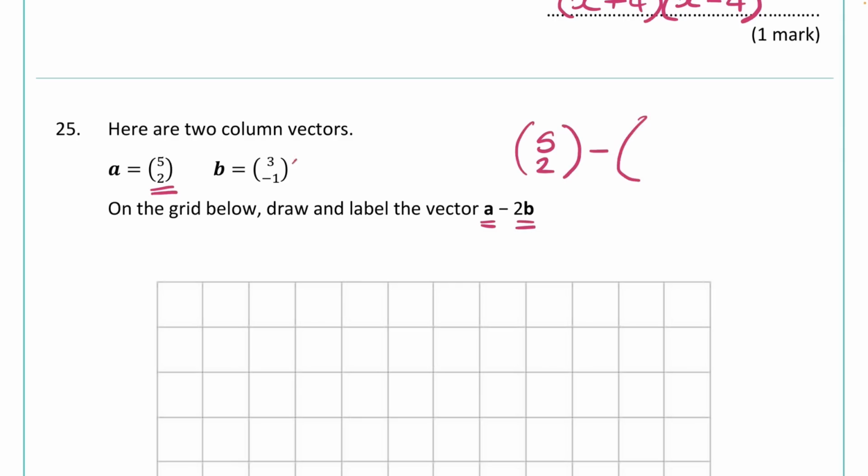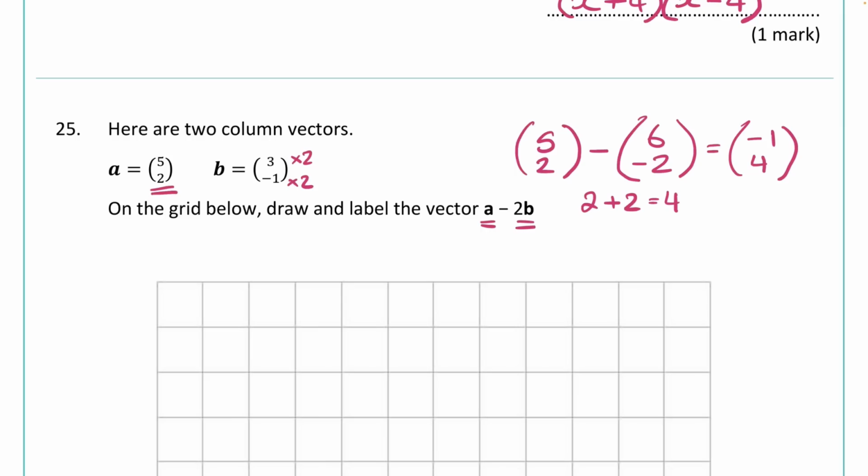So to find 2b, all I need to do is take the b vector and multiply those numbers by 2. So 3 becomes 6, negative 1 becomes negative 2. So that's the vector that I need to work out, and of course we have a calculator. So I can type these in. I've got 5 take away 6 on the top, that gives me minus 1. And I have 2 take away negative 2. So I'm not going to make a mistake here with the double negative because I can just type it into the calculator. I've got 2 take away negative 2 and I get positive 4. There we go, of course, because a double negative just makes a positive. So it is just 2 plus 2 on the bottom, which is 4.